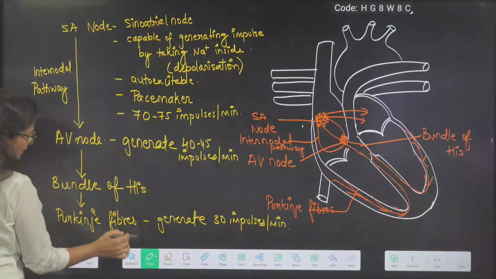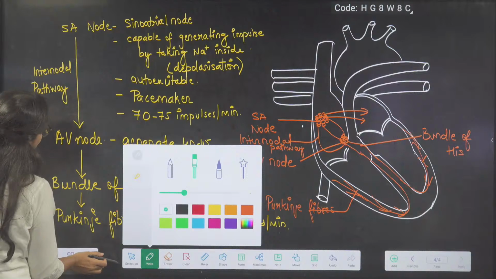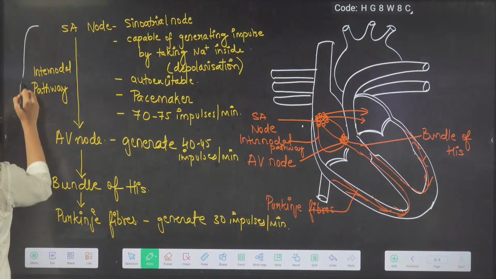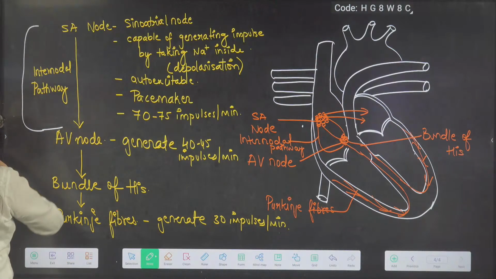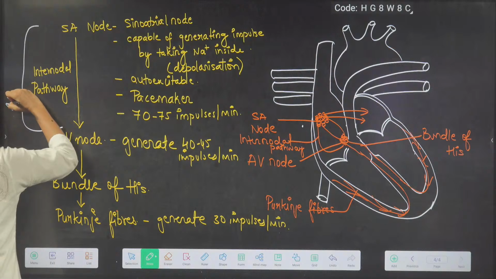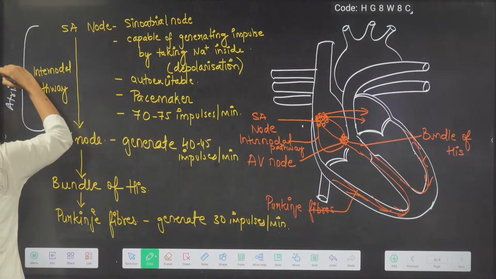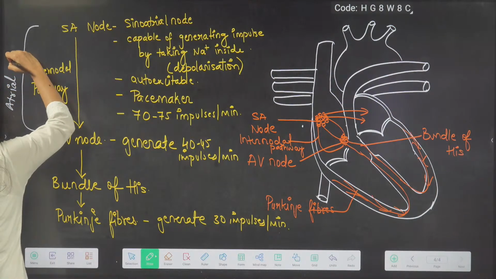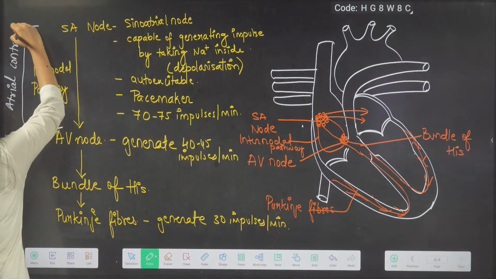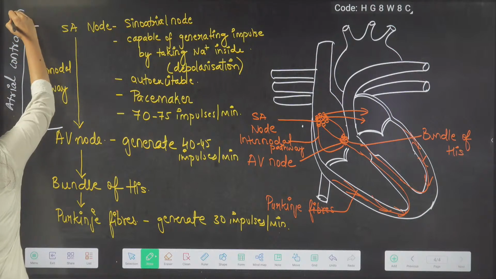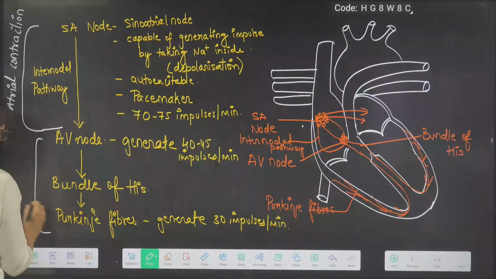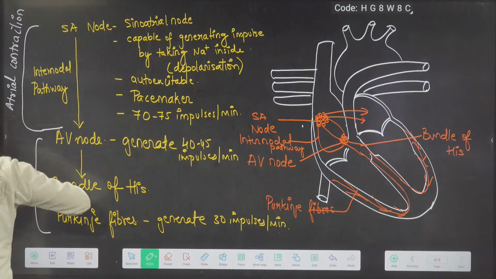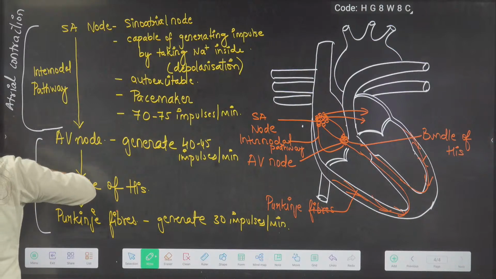So now what happens? From here till here, let me change the color. Yes, when this is all happening till here, the atrial contraction will happen. And then when this completes, what will happen? Ventricular contraction.